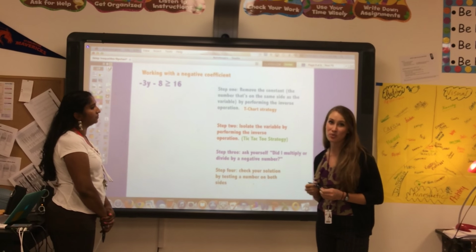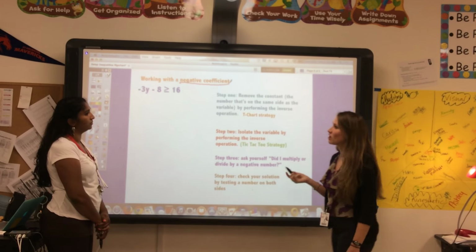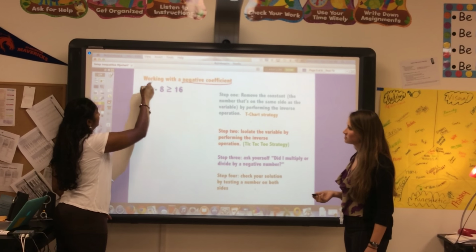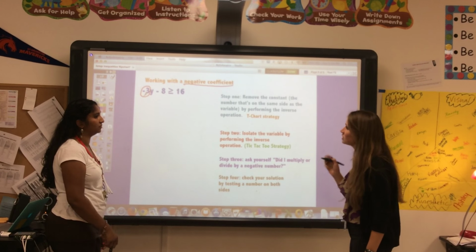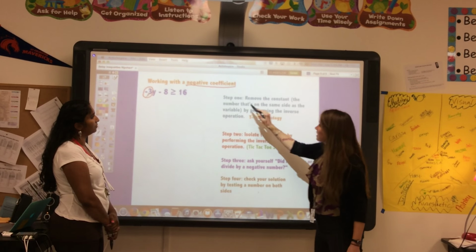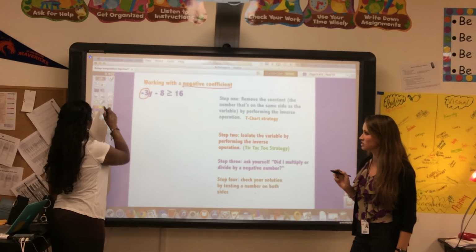We're going to see what it's like when we work with a negative coefficient. All right, so can you go ahead and show me where my coefficient is? Sure. Uh-oh. That's a negative number, and it's my coefficient. So the very first thing is step 1, remove the constant. Can you show me where my constant is? Put a box around the constant. Okay.